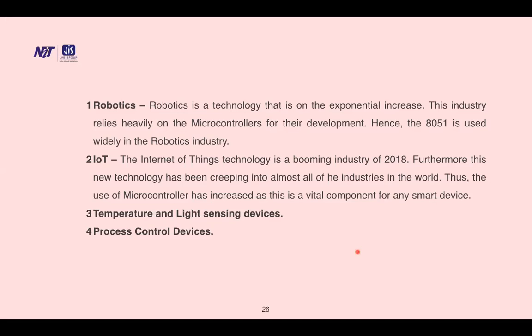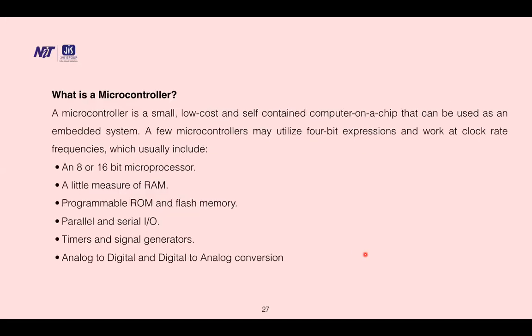IoT, Internet of Things technology, has been a booming industry since 2018. Furthermore, this new technology has been creeping into almost all the industries in the world. Thus, the use of microcontrollers has increased, as they are a vital component for any smart device. Other applications include temperature and light sensing devices and process control devices.